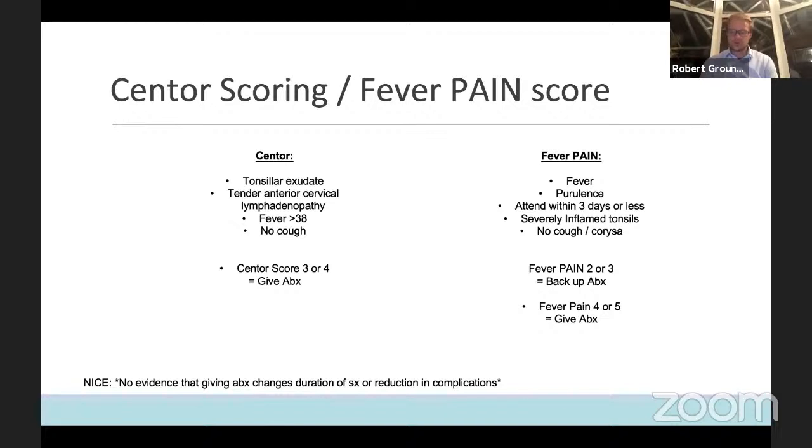There's no evidence that not giving antibiotics increases quinsies or delays treatment when you're only giving it to patients who are otherwise okay with just a bit of a sore throat.